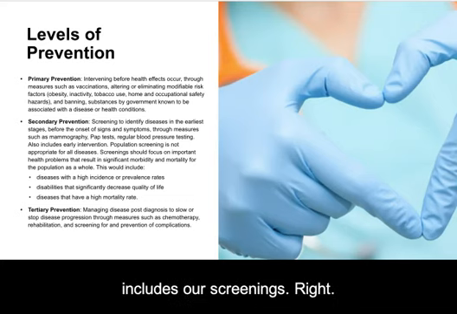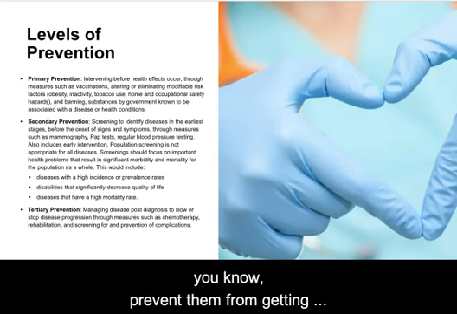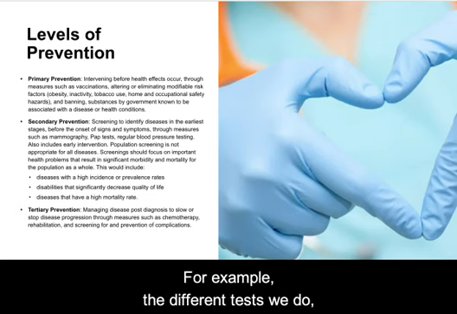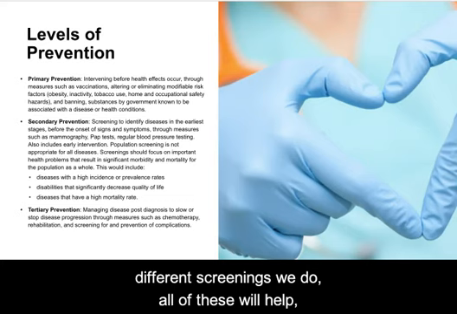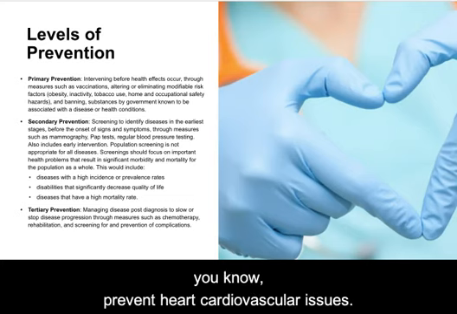And secondary prevention includes our screenings, right? Screening to identify diseases early and prevent them from getting worse, right? For example, the different tests we do, the different screenings we do. All of these will help prevent cardiovascular issues.